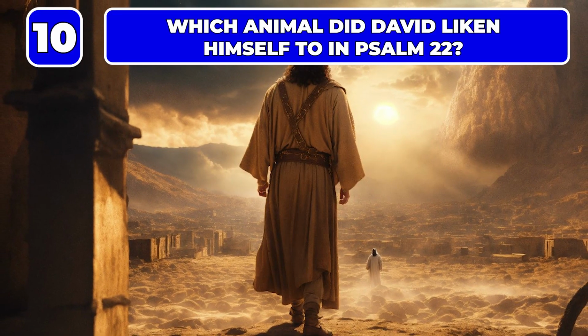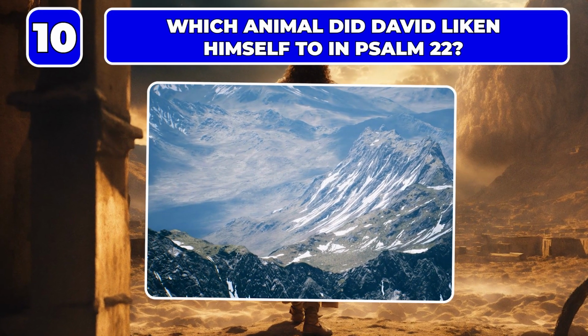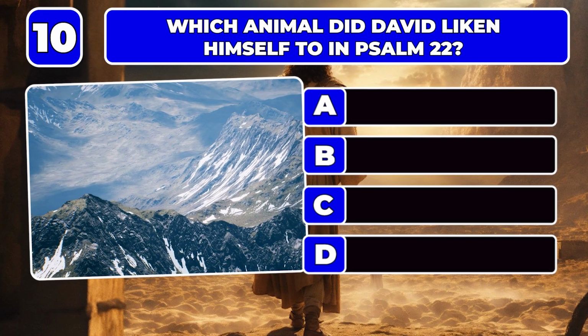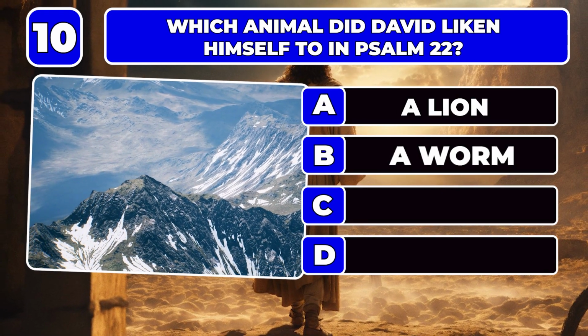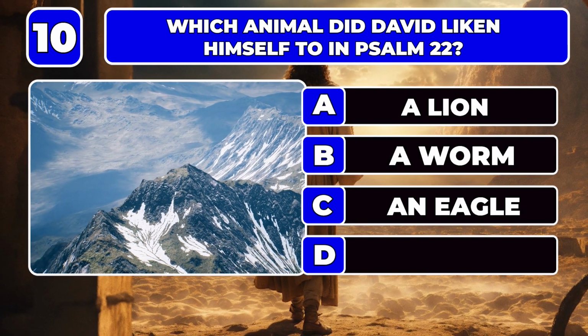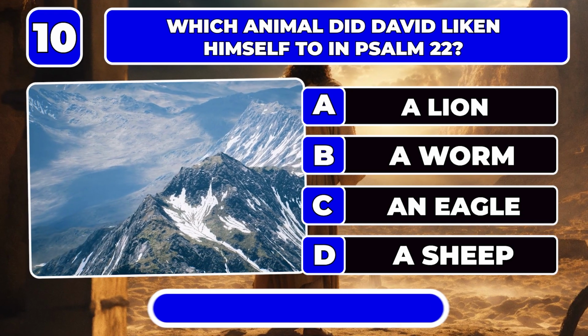Question number 10. Which animal did David liken himself to in Psalm 22? A lion, a worm, an eagle, a sheep.